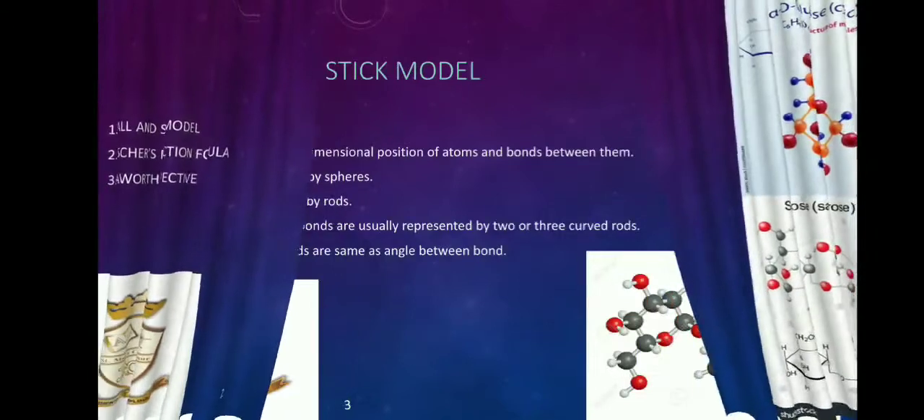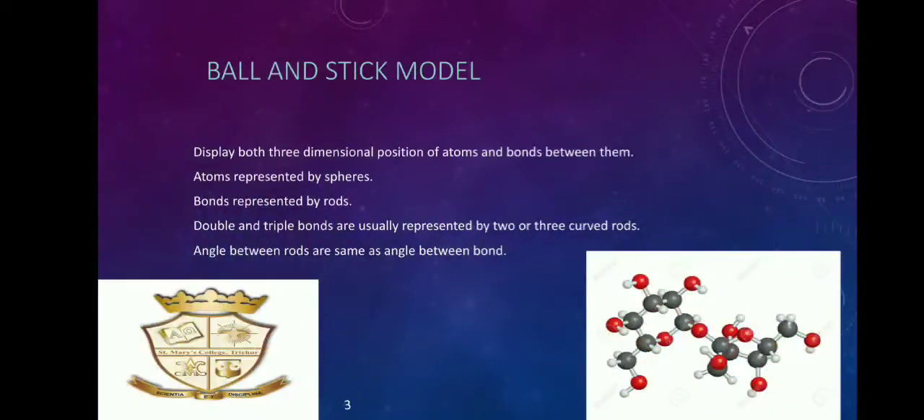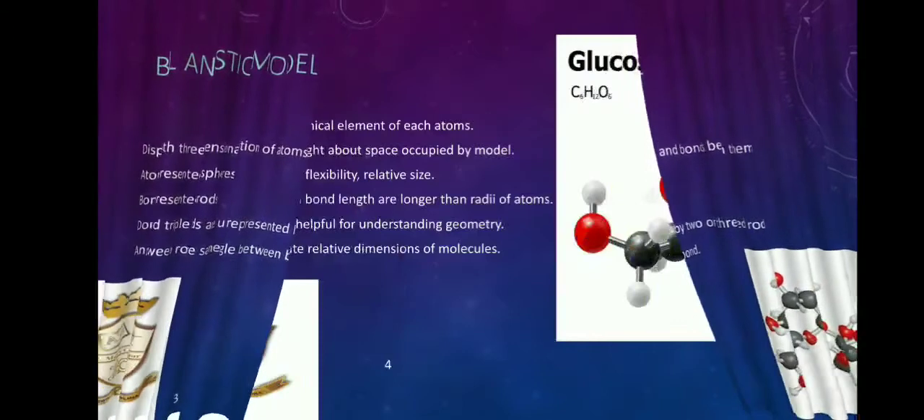Now let's see about the ball-and-stick model. Here, it displays both the three-dimensional position of atoms and the bonds between them. In the ball-and-stick model, the atoms or balls are represented by spheres and the bonds are represented by rods or sticks. That is why it is called the ball-and-stick model. The double and triple bonds are usually represented by two or three curved rods. The angle between rods is the same as the angle between bonds. In this, the sphere's color indicates the chemical element of each atom.